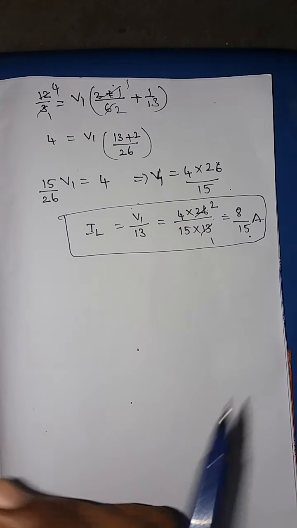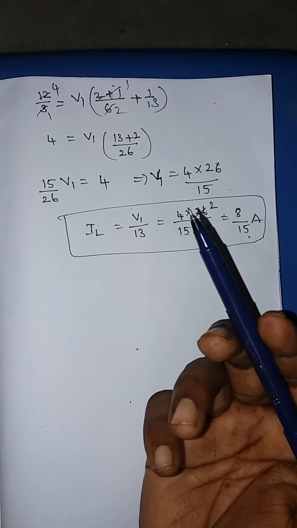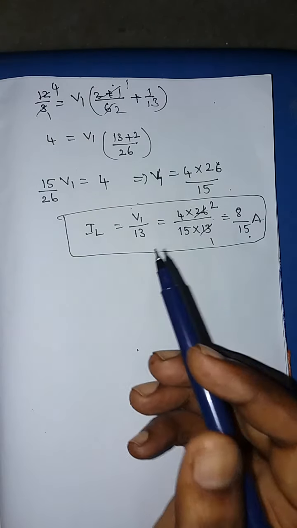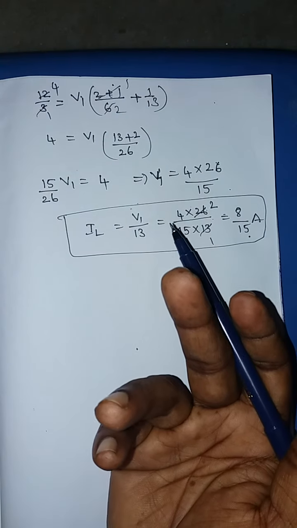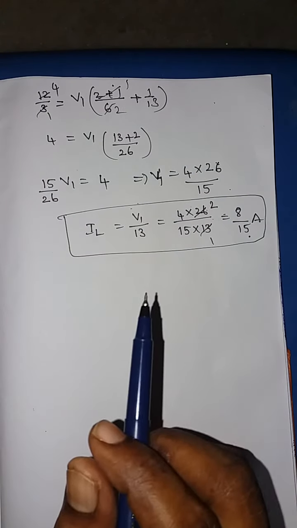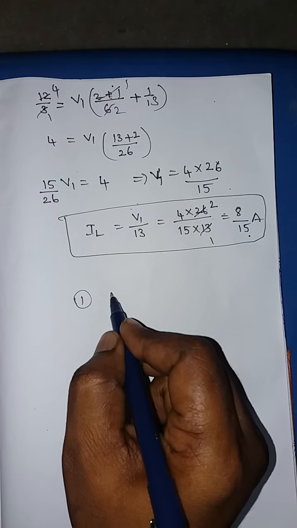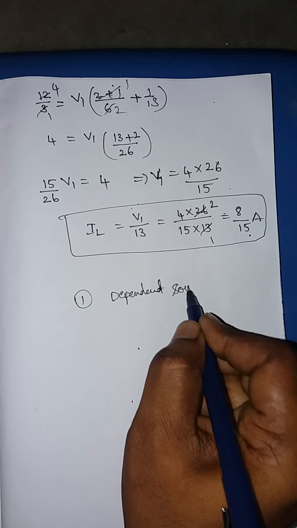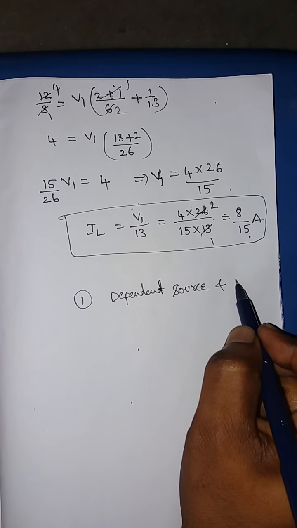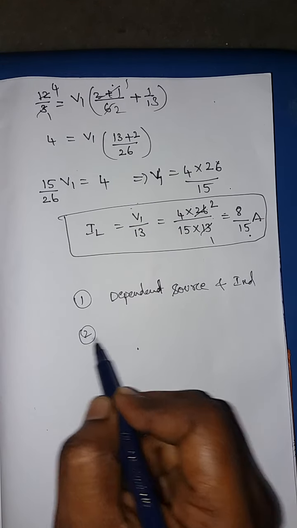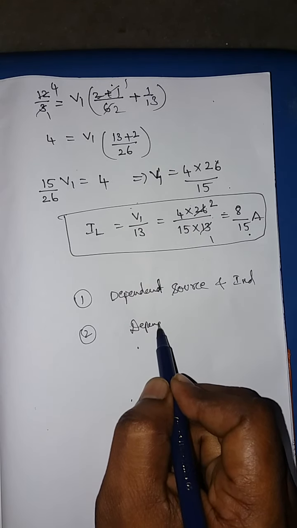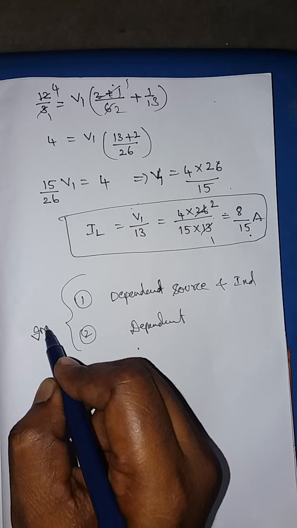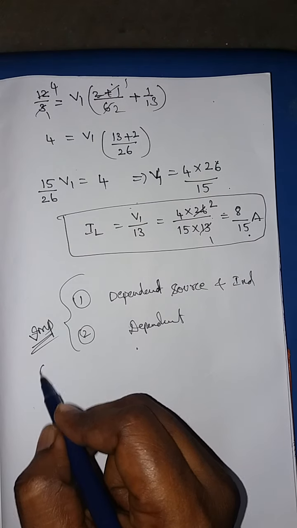If the network contains a dependent source, then how can we solve the problems? Let us see, just wait for the video. I will upload it. So how we solve the network for Thevenin's theorem when it contains the first case, dependent source and independent source, and the second case, only dependent source. Yes, these two cases are very important from the GATE point of view.